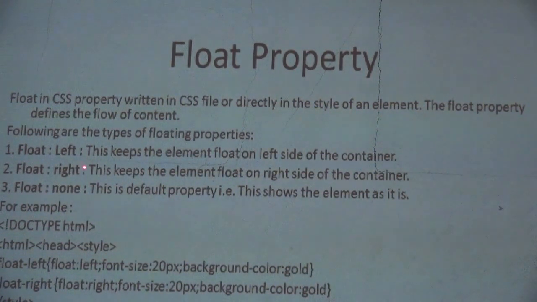Number 1, float left. Okay, this makes the element float on the left side of the container. The meaning itself indicates that left means we are placing the element floated on the left side of the container. Number 2, float right. It makes the element float on the right side of the container. Right indicates the right side of the container. And float none. None means nothing. This is the default property, which shows the element as it is, meaning no change. Where you have placed the element, it will show as it is.